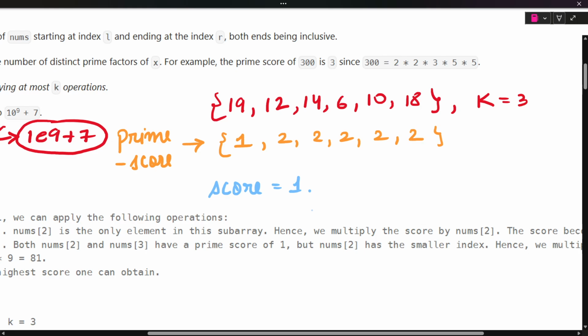We can choose a range. A range can be something like L comma R, and this is also a valid range. We can choose it. So the range doesn't have limits. We need to maximize it. So in order to maximize, let me also write their indexes: 0, 1, 2, 3, 4, and 5.